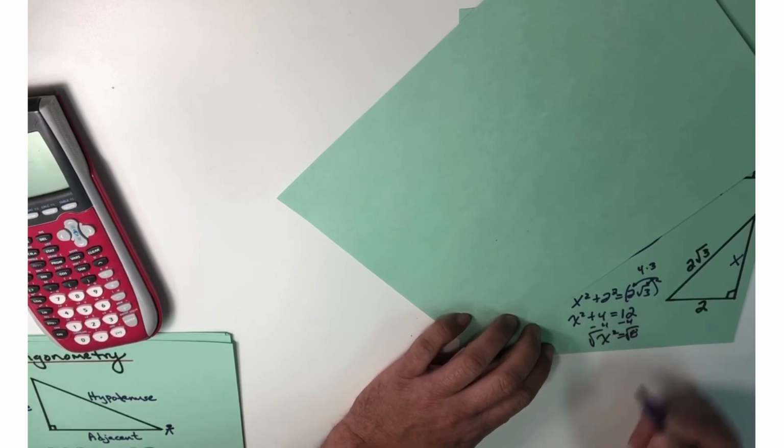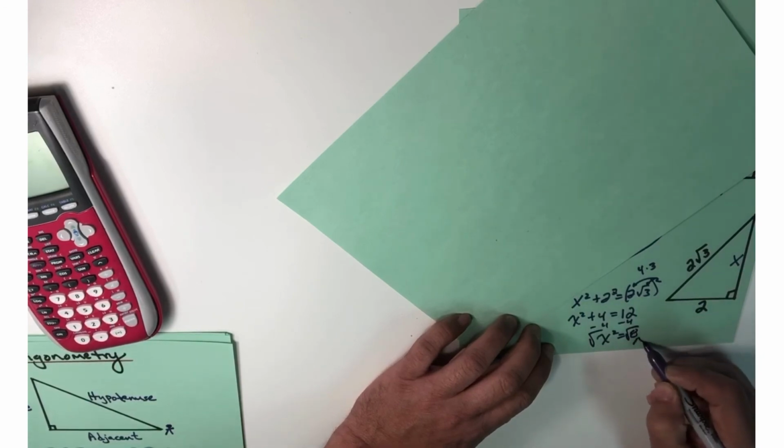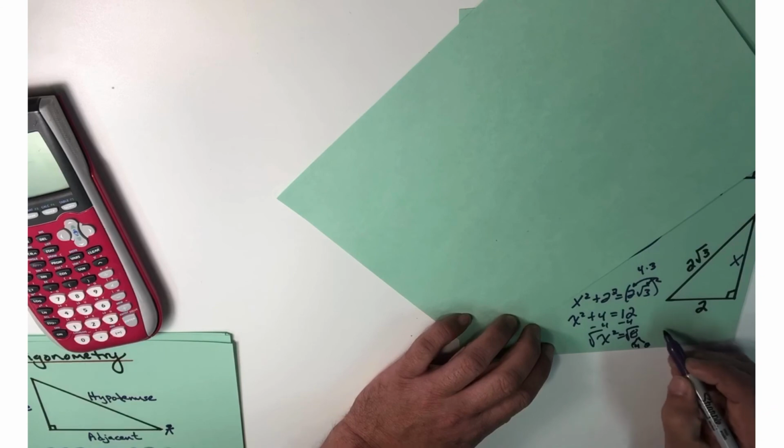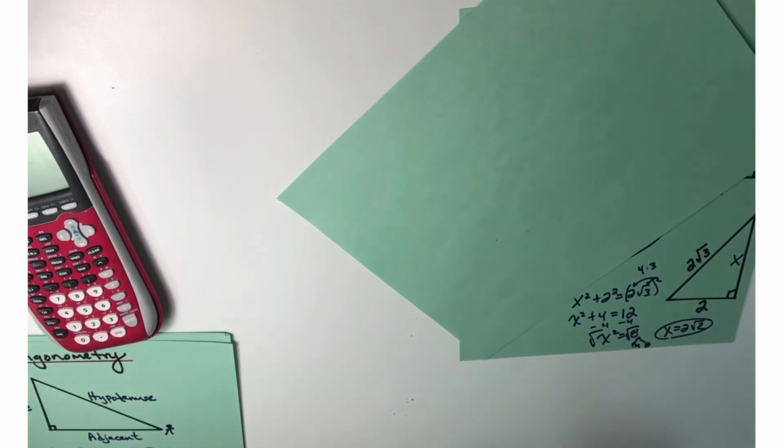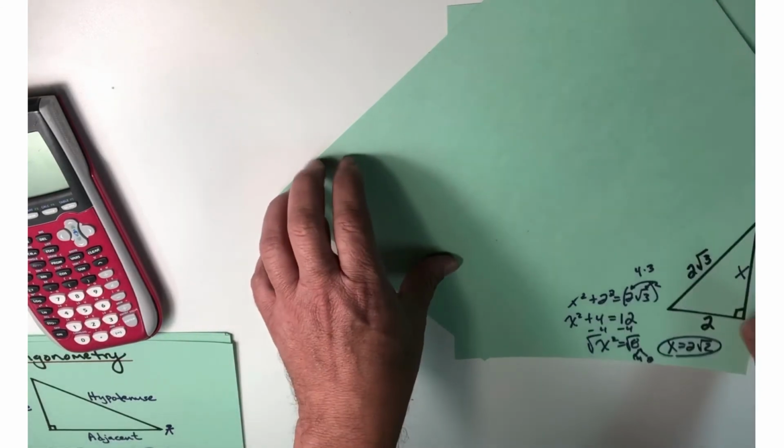And yet again, don't forget to simplify and show me. This is 4 times 2. And then when you take the square root of 4, you get x is equal to 2 square root of 2. And that's the Pythagorean theorem in a nutshell. Okay, now you can go practice with your assignment.